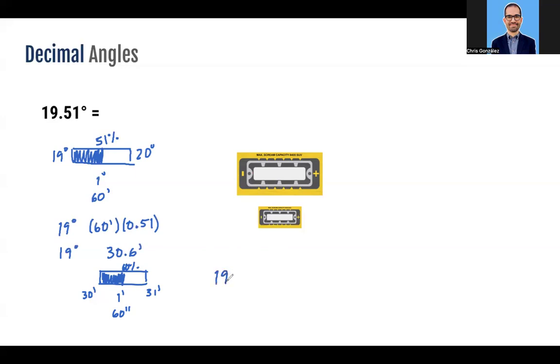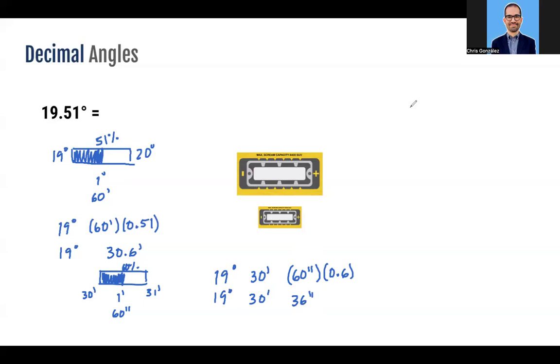So we're gonna take the full 19 degrees. We're gonna write the 30 minutes, the 30 complete minutes that we were able to get. And then we're gonna see how much we get out of that 60%. So we had 0.6 out of those 60 seconds. 19 degrees, 30 minutes, and 36 seconds.